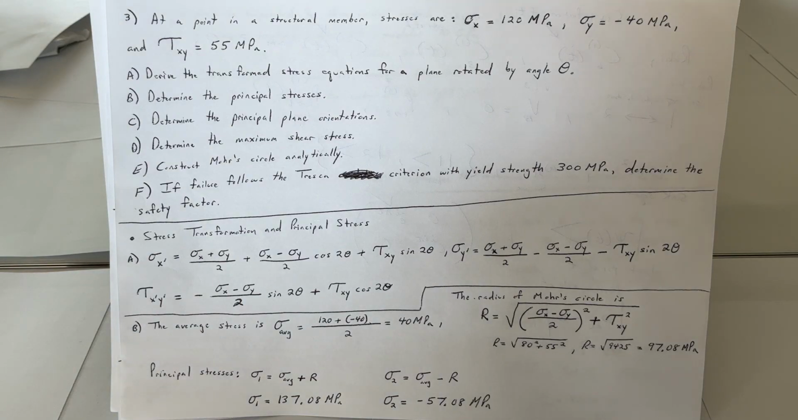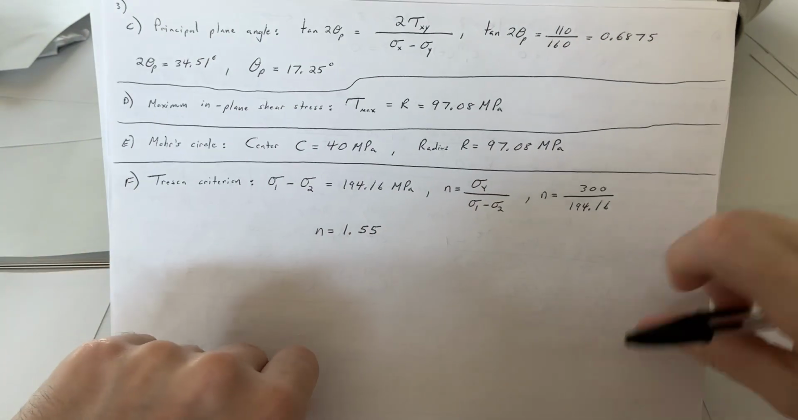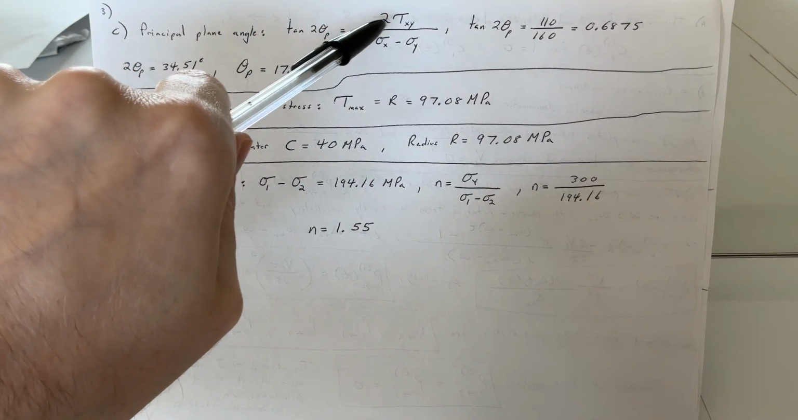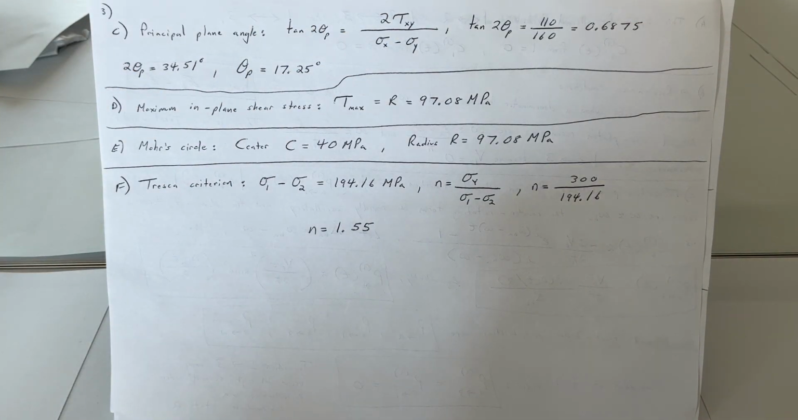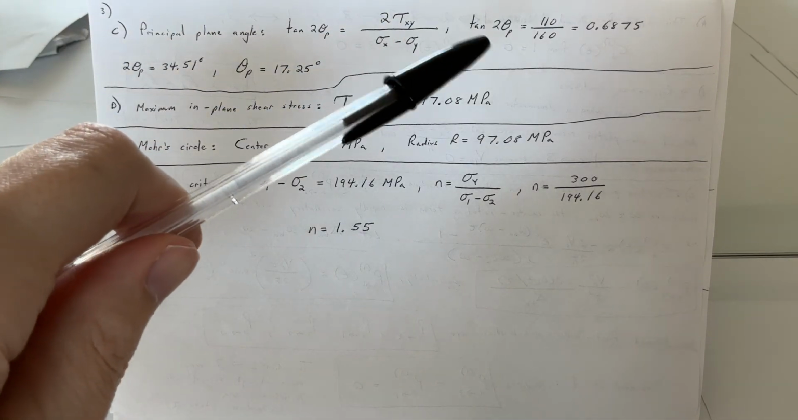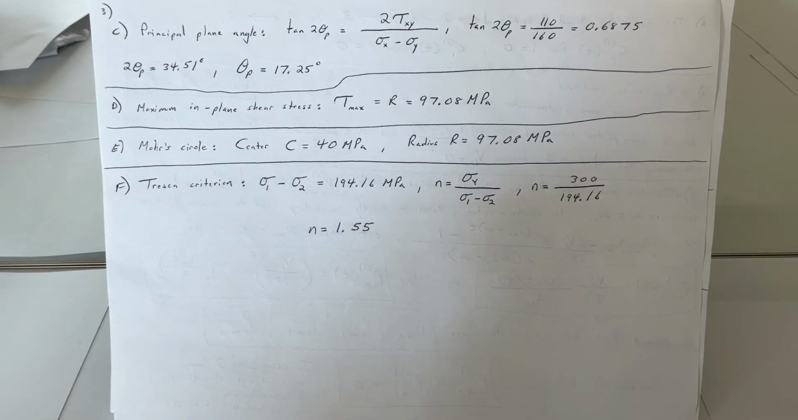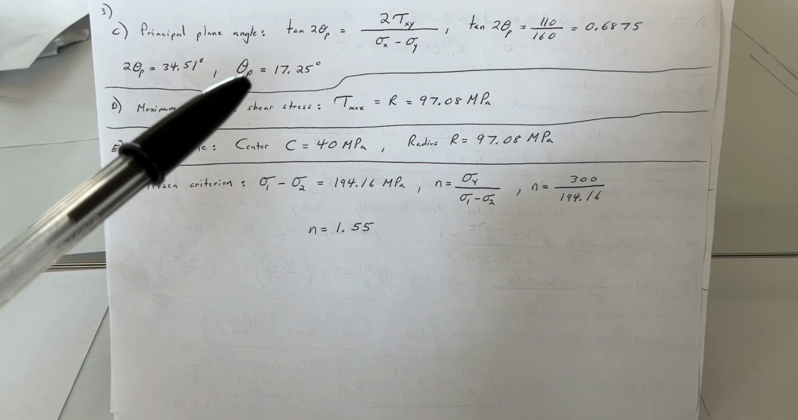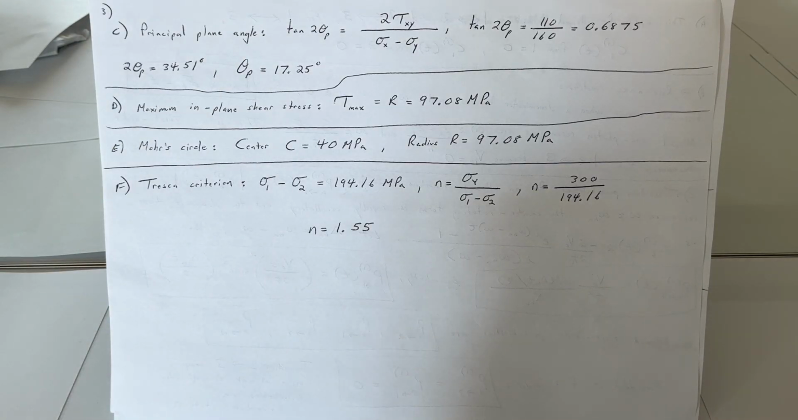And going to part C, determining the principal plane orientation. So the principal angle here, we have tangent of 2 theta sub p, that's going to equal 2 tau sub xy divided by sigma sub x minus sigma sub y. And tangent 2 theta sub p, that's going to be 110 over 160, which is 0.6875. And 2 theta sub p, that's 34.51 degrees. So theta sub p is about 17.25 degrees.